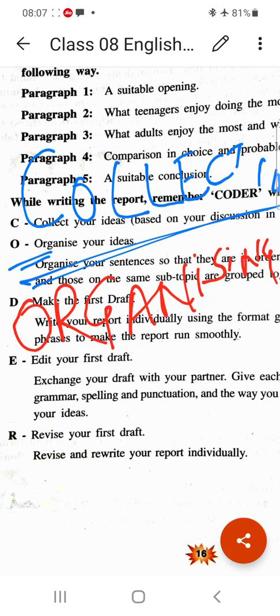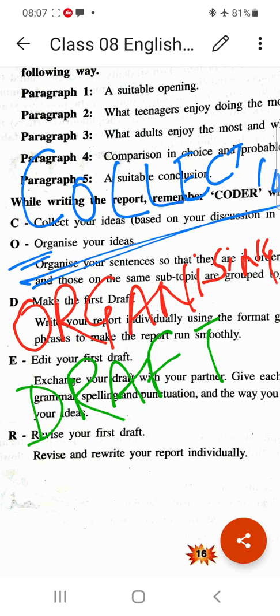Then comes D, draft. C-O-D, draft. Whatever you want to write, draft it first on a rough sheet, on a rough copy. There you can find whether the idea that you are working on is going properly or not, and the sequence.